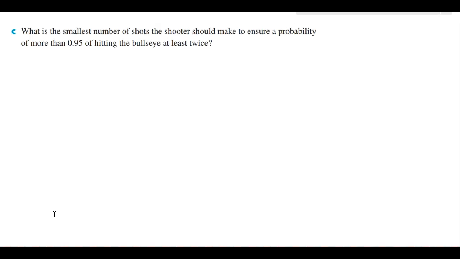So it says we've got to find the smallest number, so we've got to find out what n is equal to, and we need to ensure the probability of more than 0.95 of hitting the bullseye at least twice. So here we want probability x is greater than or equal to 2, and we want that to be greater than 0.95. So we kind of start the same way we started before, but let's keep going.